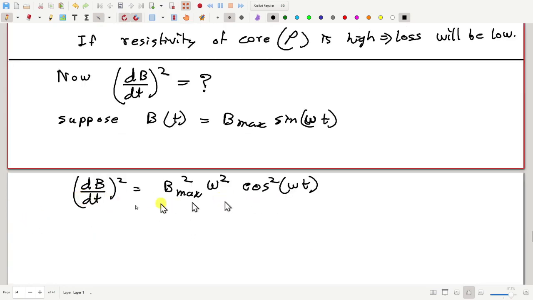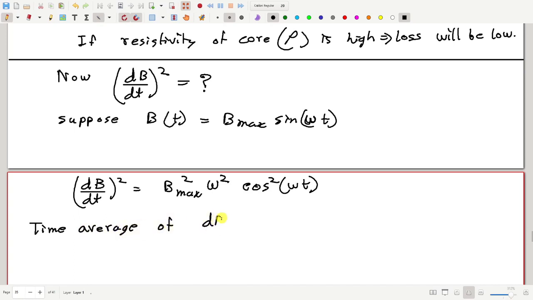Okay, let us calculate average power. For that, let us calculate the time average of (dB/dt) whole square. How much will that be? So B max and omega are constant. So B max square omega square are constant, and cosine square omega t is varying with time. So let us find the average of cosine square omega t. But do you know how much is the average value of cosine square? Half. Excellent. So that's the average value.